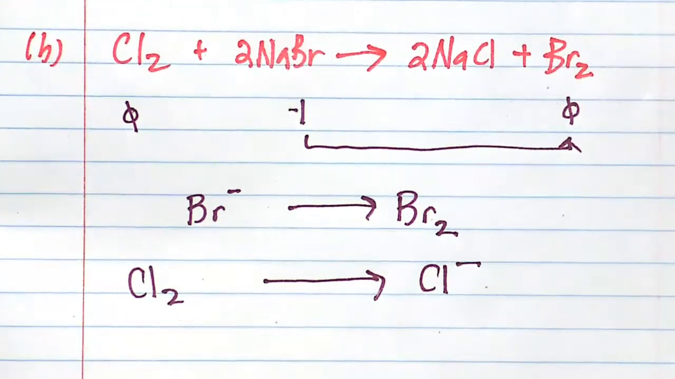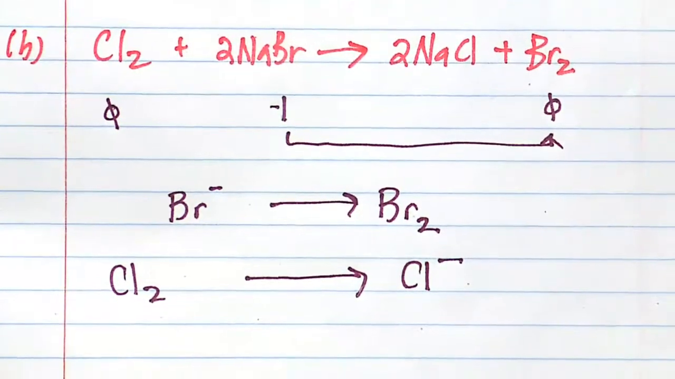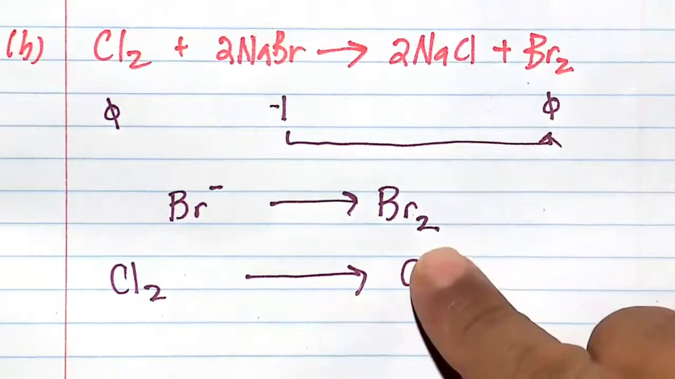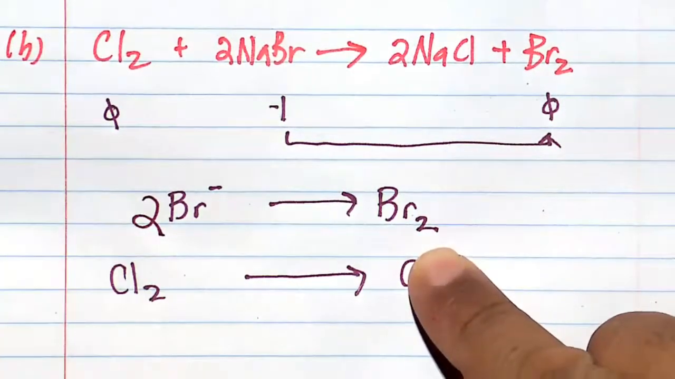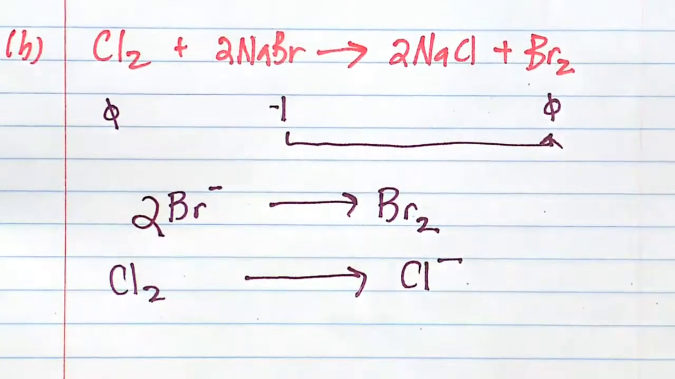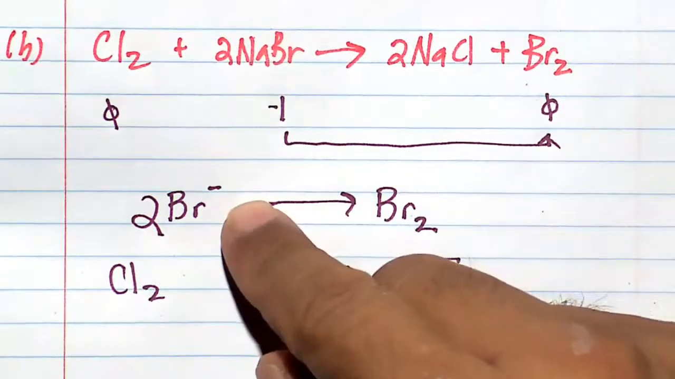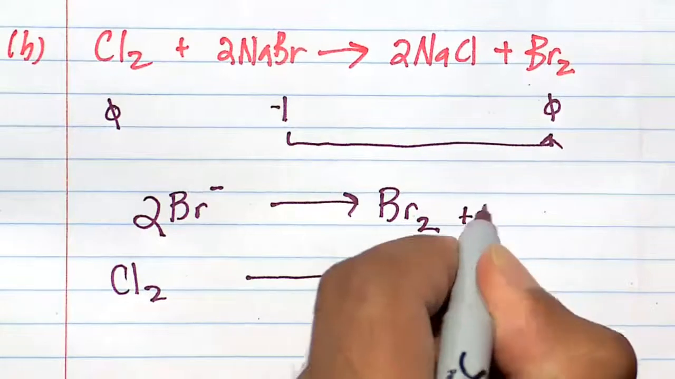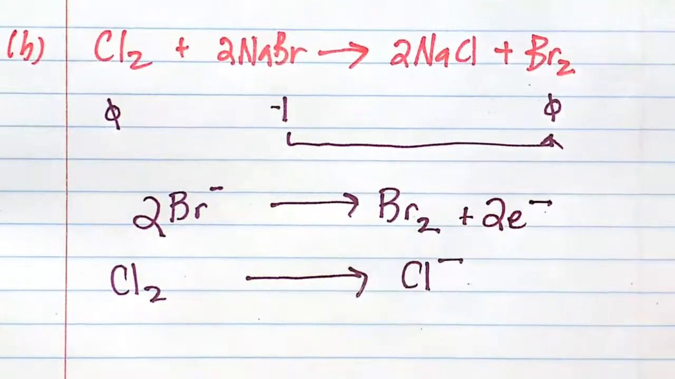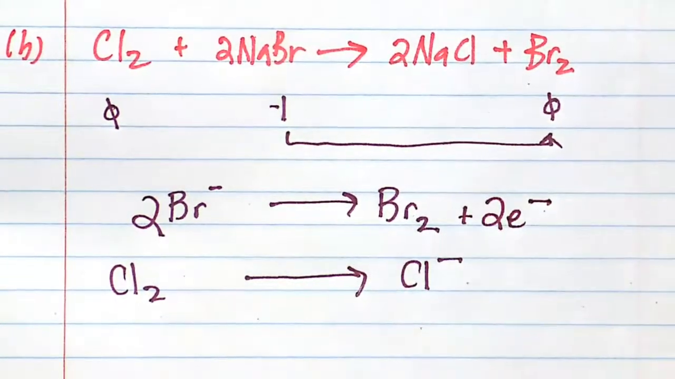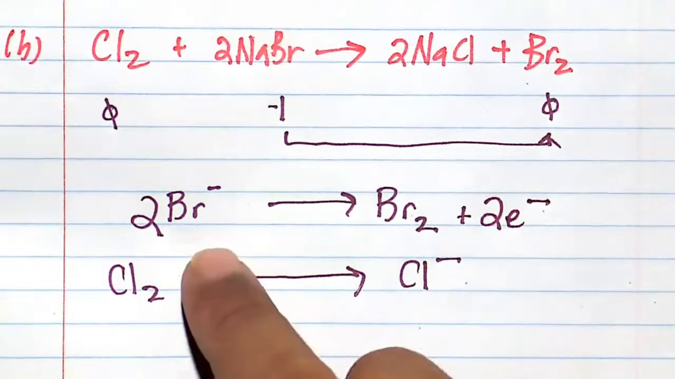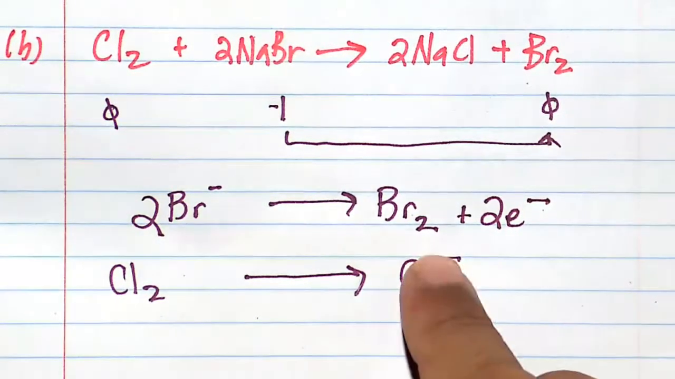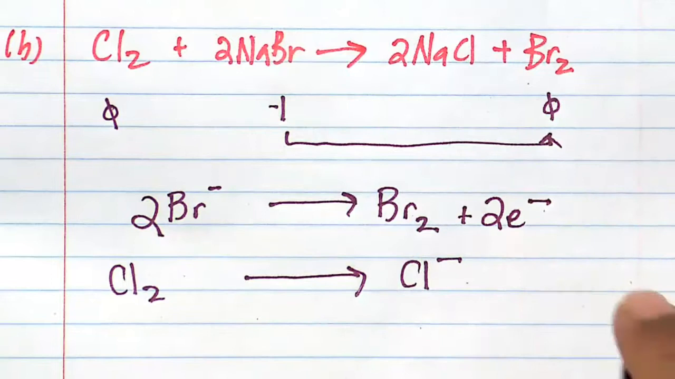Let's individually balance these. One is oxidation, one is reduction. First things first, let's balance the element Br2, so that becomes 2Br minus. Now we balance the charge. Minus 2 here, so I'm going to put 2 electrons on the product side to get a minus 2. So in order for Br minus to go to Br2, it loses 2 electrons.